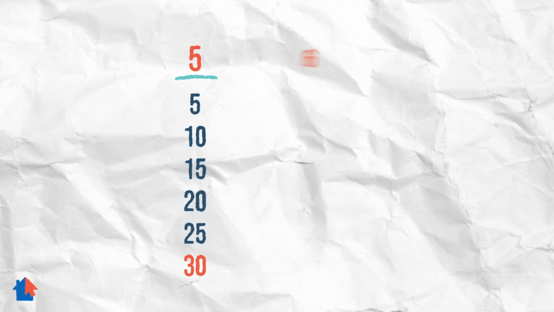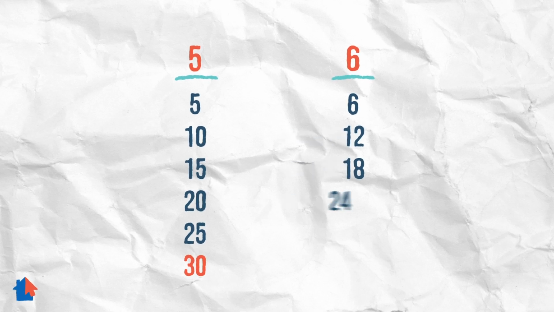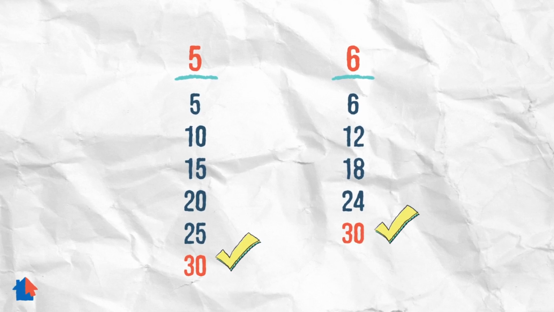5, 10, 15, 20, 25, 30. 6, 12, 18, 24, 30. Stop when you get a matching common multiple. The LCM of 5 and 6 is 30. This will be your common denominator.